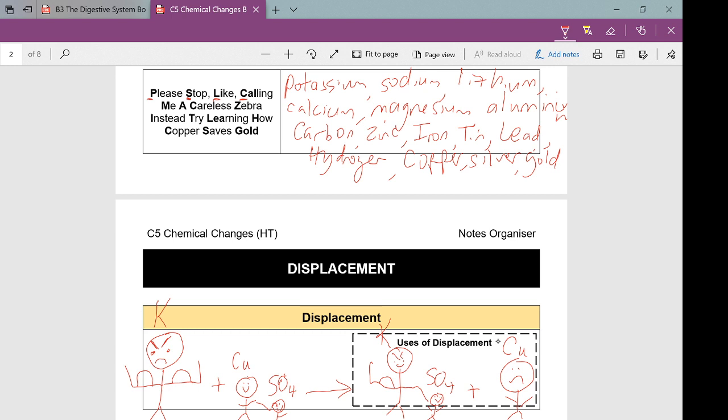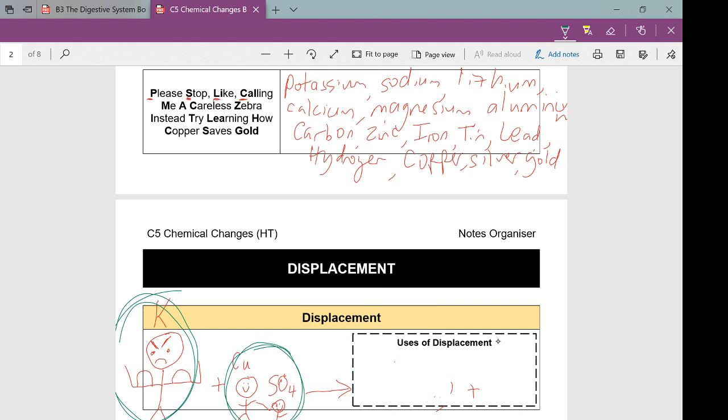Okay? So we have a more reactive element, potassium. We have a compound of a less reactive element and a non-metal compound. And then the more reactive element takes the place of the less reactive element. And then now the less reactive element is off on his own. Okay? So that's the main thing that we are looking at in a displacement reaction.